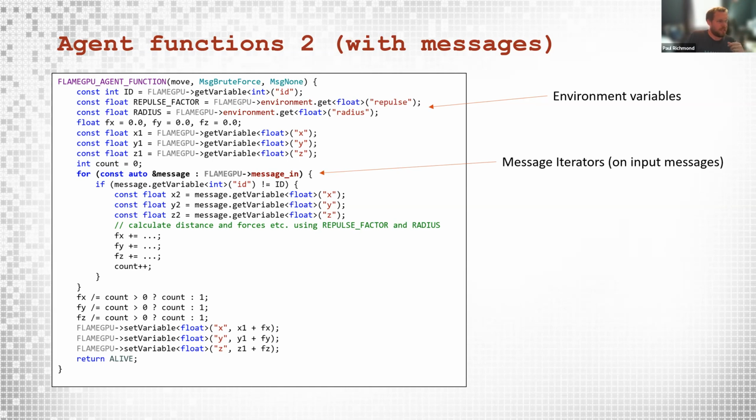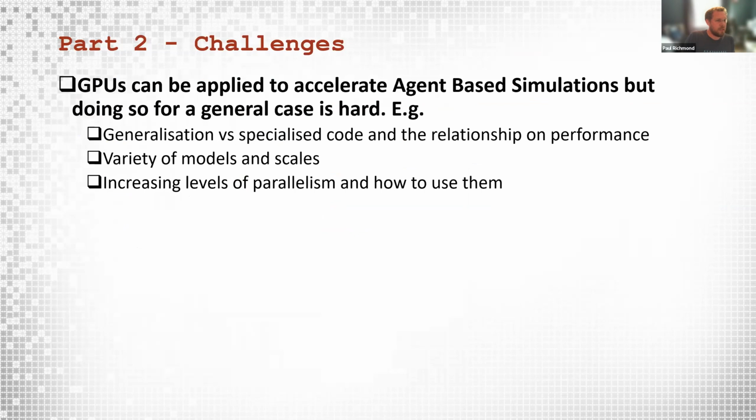I've excluded the calculation for actually determining the force, but you can assume that there's some calculation in there that updates the fx, fy, fz variables, and then those are used later on in the agent function to update each agent's individual x, y, and z positions. So that's pretty much it in terms of specifying an agent model and simulating one.